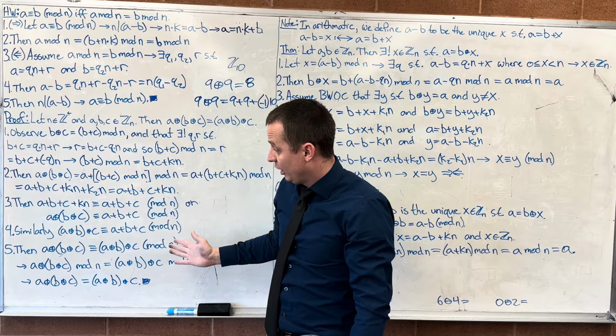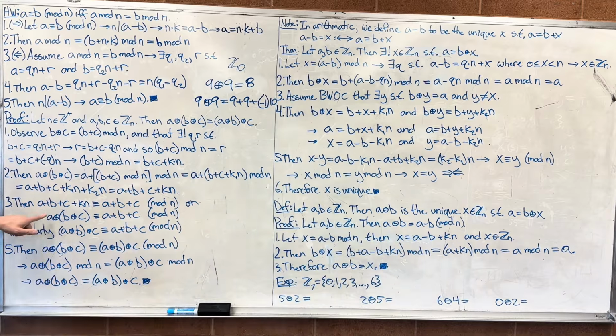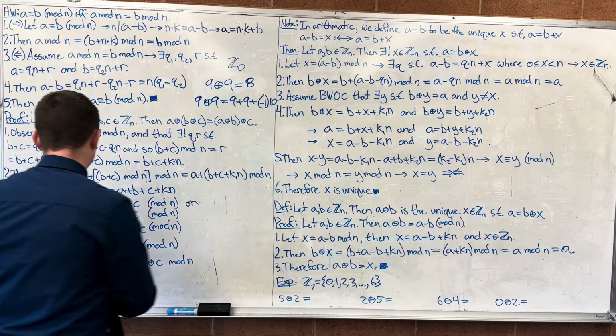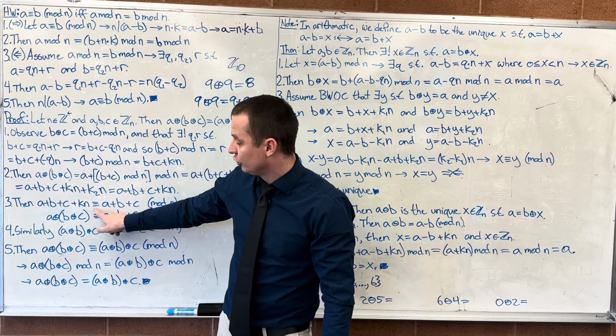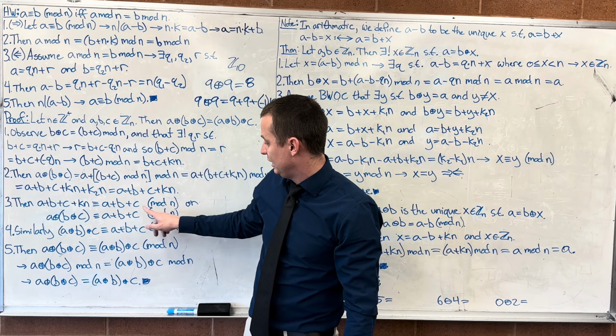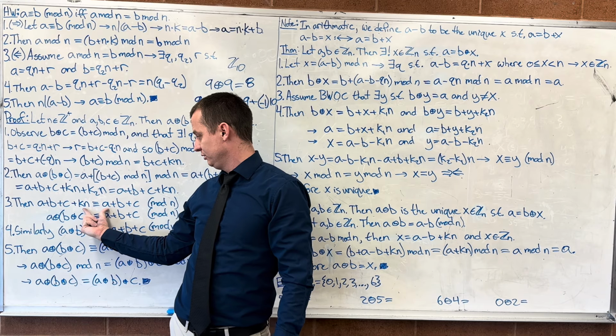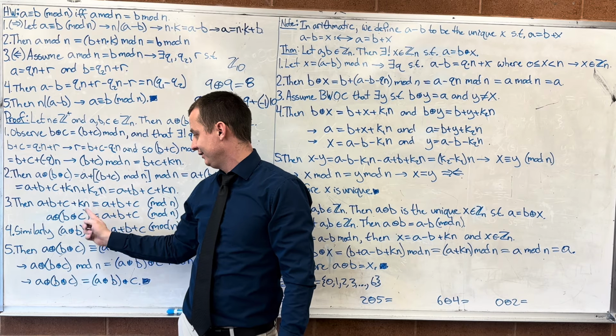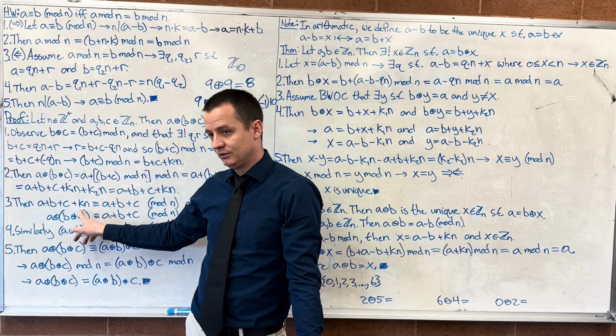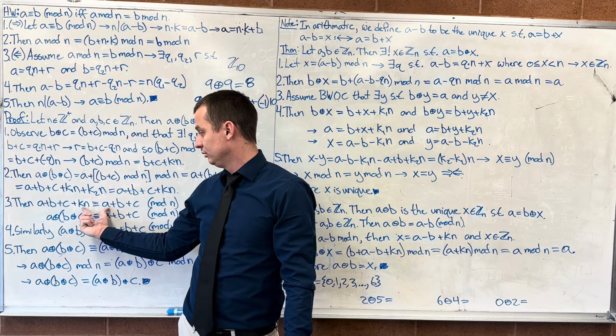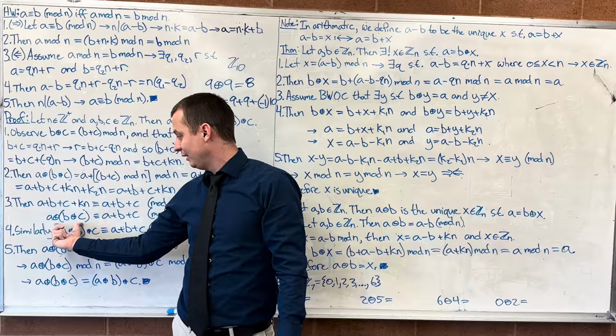Okay, so then I have a plus b plus c plus some k number of n's is going to be congruent to a plus b plus c mod n. How do I know that this is true? What's their difference? What's this minus this? Just some integer number of n's. So this is true. This is the exact same as that.